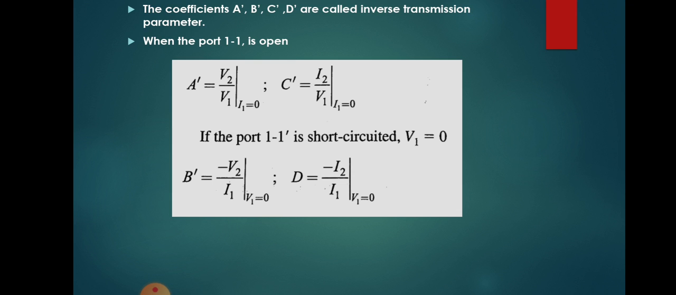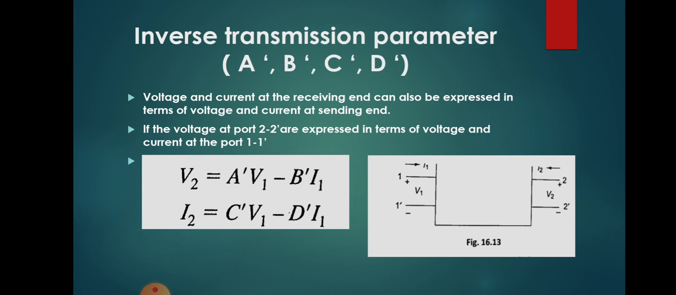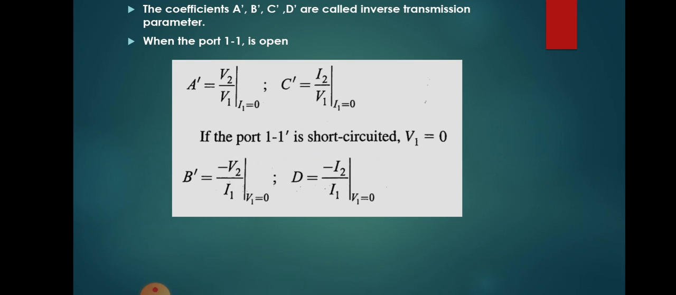In the previous case we were short circuiting or open circuiting the 2 dash port, and now we are short circuiting or open circuiting the 1 dash port. When the 1 dash port is open circuited, I1 will be equal to 0, so the B dash and D dash terms will not be there. So we get A dash equal to V2 by V1, and similarly C dash equal to I2 by V1, at I1 equal to 0.